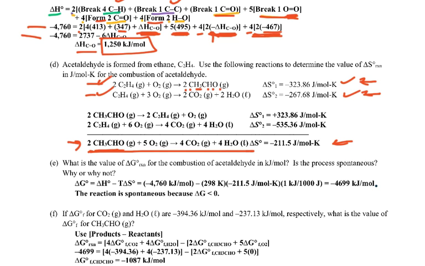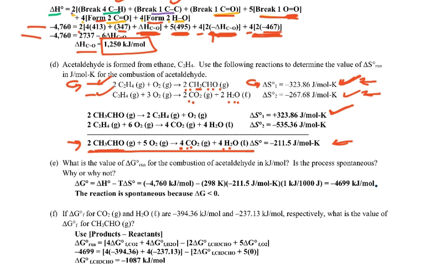So I'm just going to switch my equation around, and that means I'm going to have to change my sign on my delta S. So you can see right down here, we have positive 323.86 instead of negative 323.86. Okay, so that's what happened. And the second one, I want CO2s and H2Os, and I do want them on the right. So that part's okay.